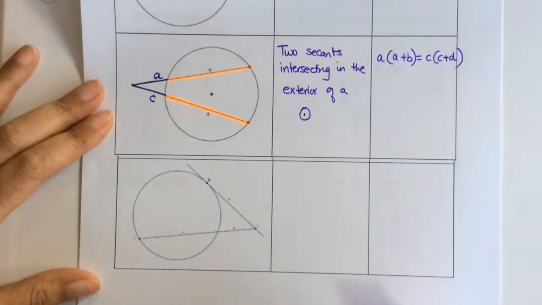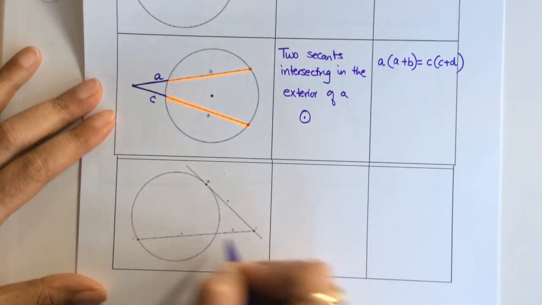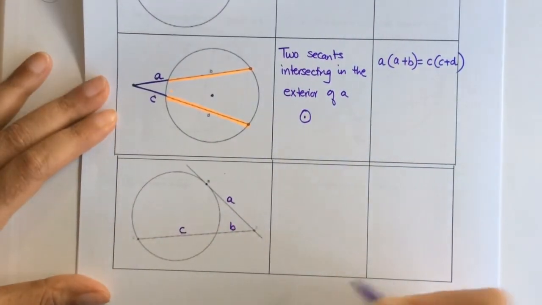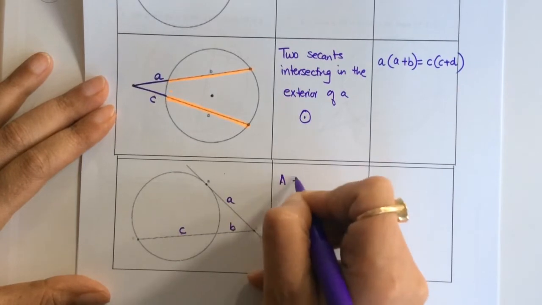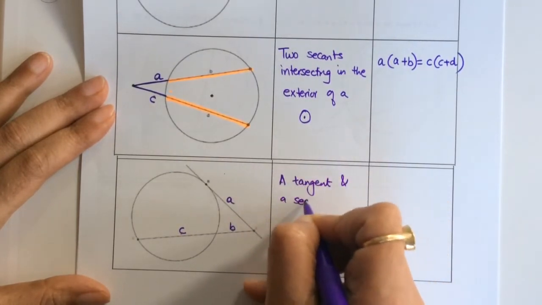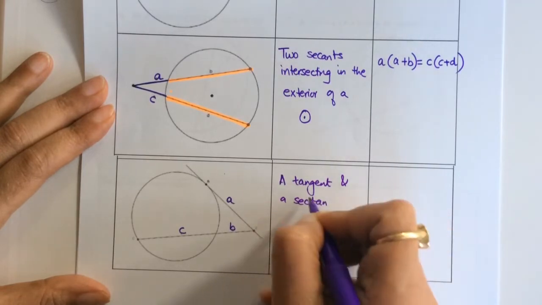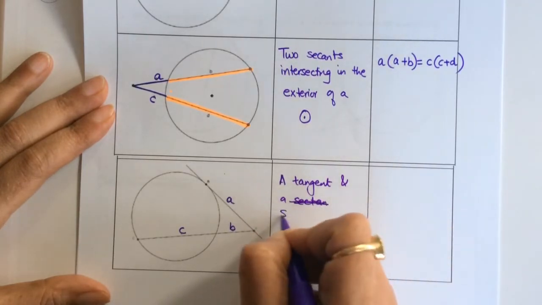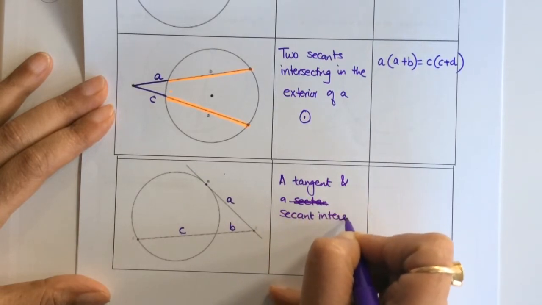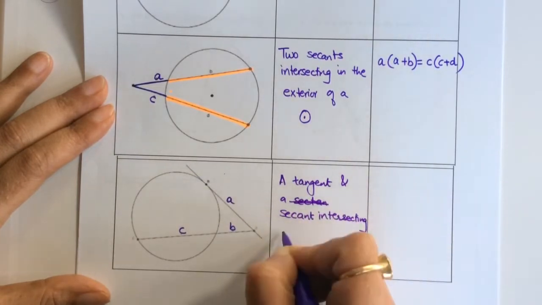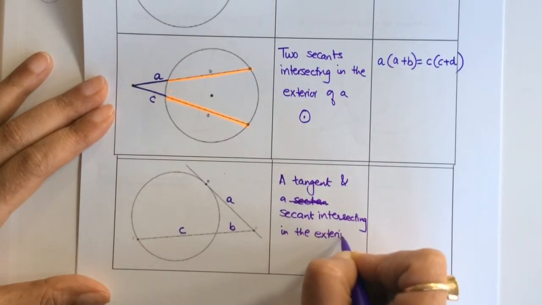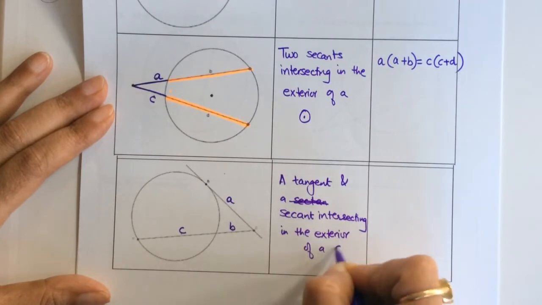And the last one is, I am now looking at, let me make this clearer. I am looking at a tangent and a secant intersecting in the exterior of a circle.